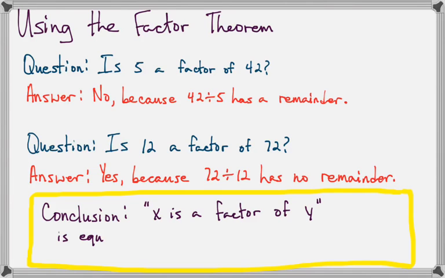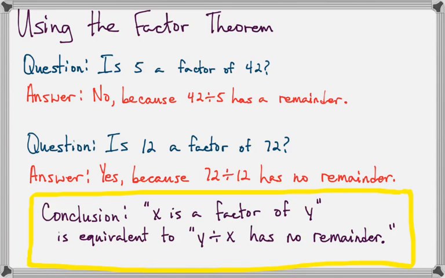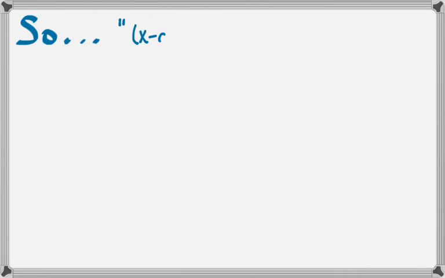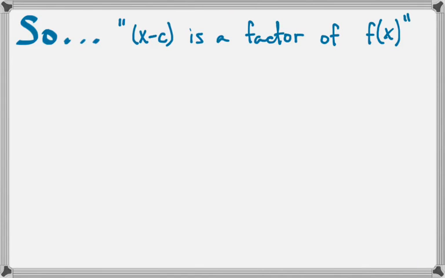So if you can say that x is a factor of y, that's the same thing as saying that y divided by x has no remainder. They both mean the same thing. So now we can think of this in relation to functions instead of just numbers.